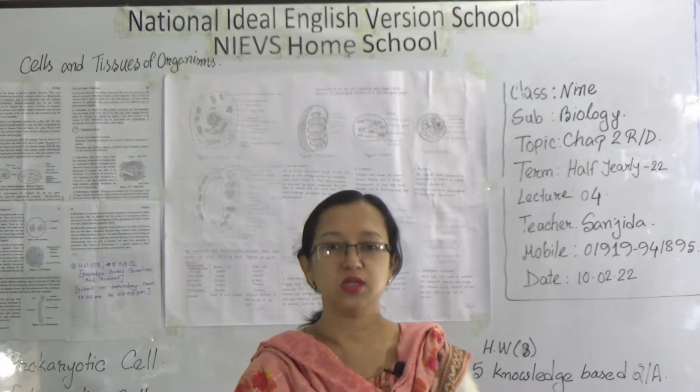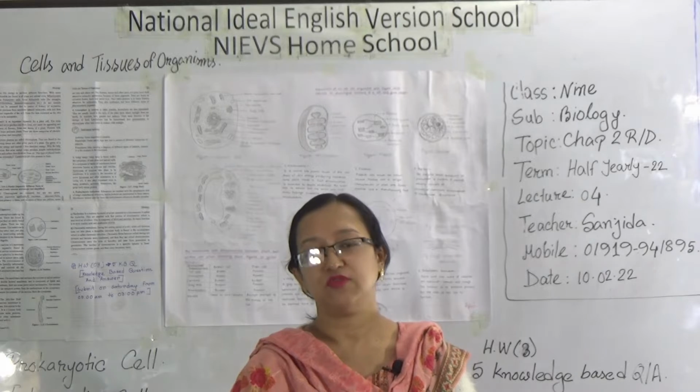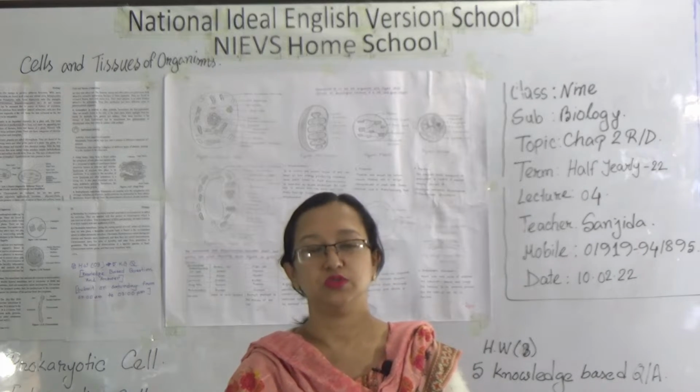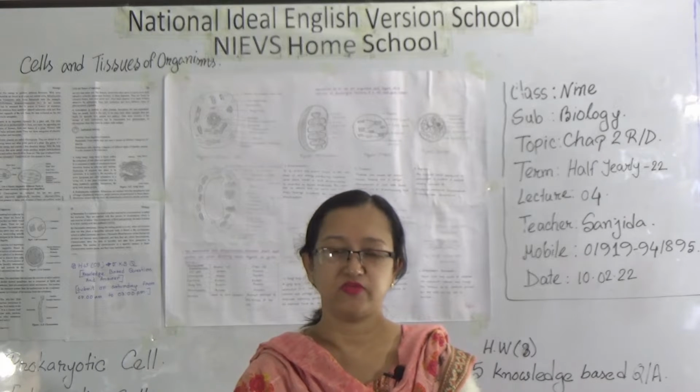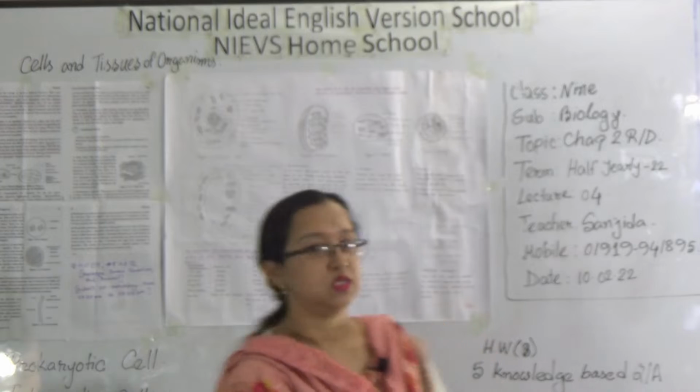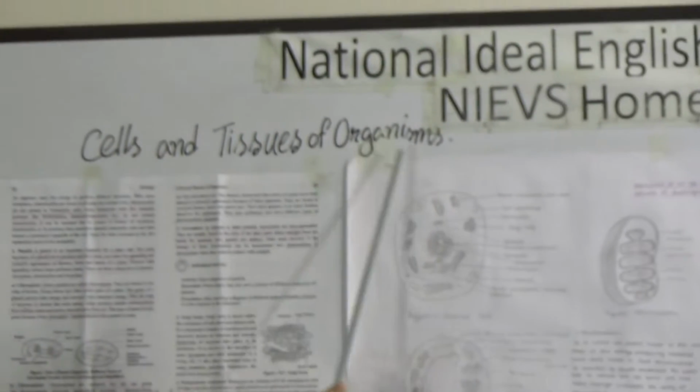I am Sanjida Rahman. Today I am going to take a biology class for the students of class 9, and our topic today is chapter 2, lecture number 4. Now let's start our class. The name of our chapter is cells and tissues of organism.